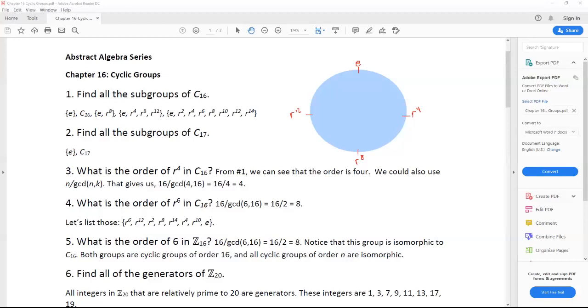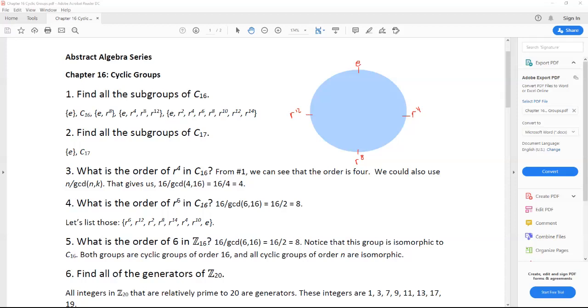1 divides 16, so we know we have the identity element. And we know that 16 divides 16, and that's the entire group itself, because every group is a subgroup of itself. And of course, 2 divides 16, which gives us the subgroup containing the elements e and r to the power of 8.